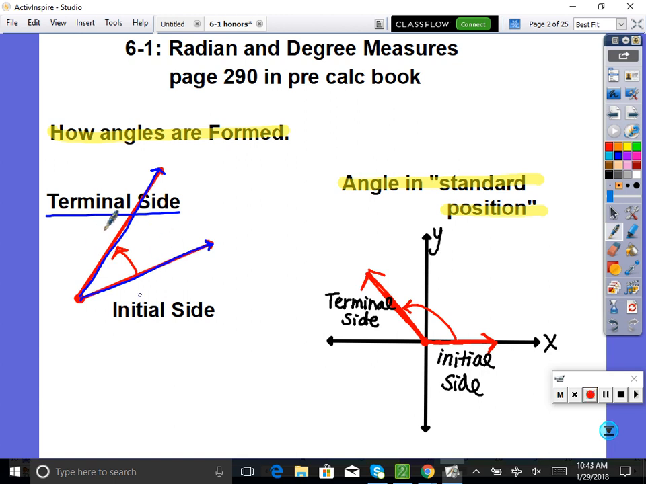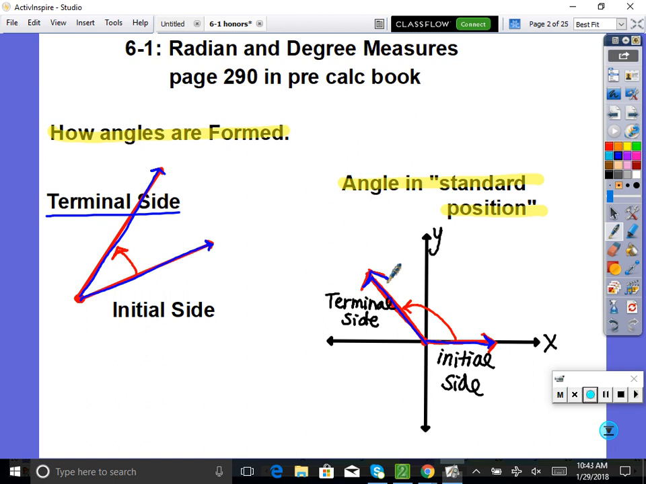Now, right here is an angle drawn in thin air. I can draw an angle in thin air, yes. But now if you see them say draw an angle in standard position, that means instead of just creating an angle in thin air, put it on an XY chart. That's all standard position means. So notice I have an XY chart. My initial side starts here, and then I'm creating my angle to my terminal side.